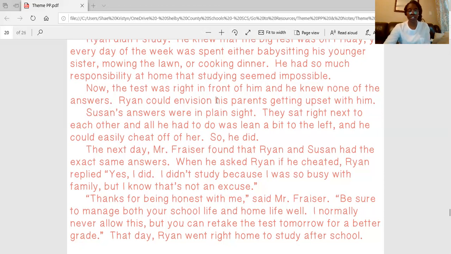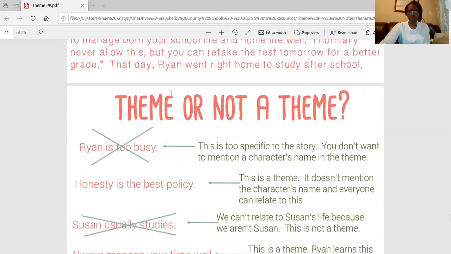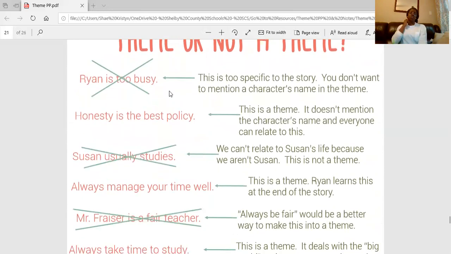But let's go down here and check some answers to see if I'm even on the right track. So here's some things and here are not some things. One of the things they say is Ryan is too busy. We know that this is specific to the story because you don't want to mention the character's name. There's no sense in mentioning the character's name. And here we have honesty is the best policy. I didn't mention the honesty portion of that, but that is a theme that we can learn, because what we saw was when Ryan mentions that he did cheat and he says he was just entirely too busy, his teacher says, take care of your business, but I will let you retake the test. Him being honest is the reason why he got to retake the test.